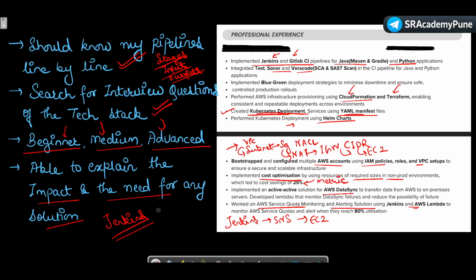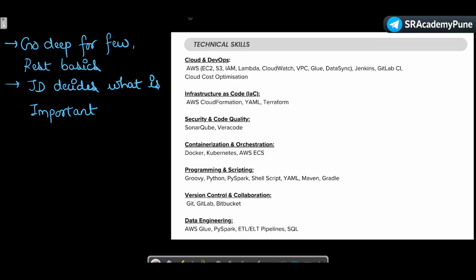So this is how you should think like an interviewer, and these are all the points that you can get asked from this CV. Again, in your CV you should mention a separate technical skills section, and make sure that whatever you have mentioned, you know everything, or at least a few in depth. Let's say I have a job description. Again, go deep for a few, the rest you can survive with basics, and the job description will decide what is important for that particular interview.